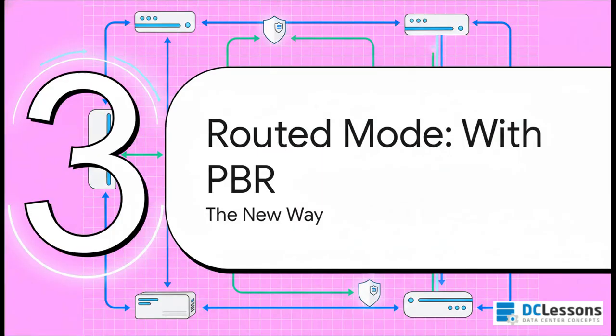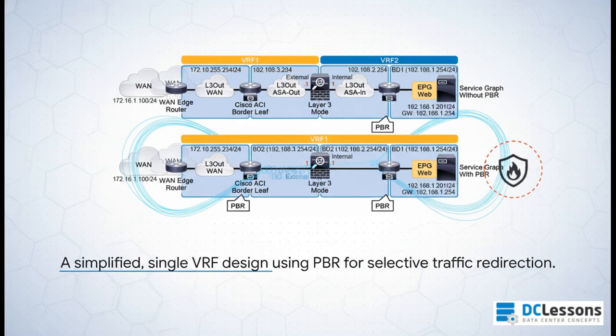All right, now for the fun part. Let's see how we can completely clean up all that complexity. This is the new way, routed mode, but with policy-based routing. And boom, this single image really shows the power. Just look at the bottom diagram. That entire complex 2-VRF mesh we just talked about, it's gone. It's all collapsed down into just one single VRF. The firewall is still there, doing its job, but it's no longer a required gateway. Instead, the ACI fabric itself uses a policy to intelligently send only the traffic we care about to the firewall. The whole design is just cleaner, simpler, and way more efficient.